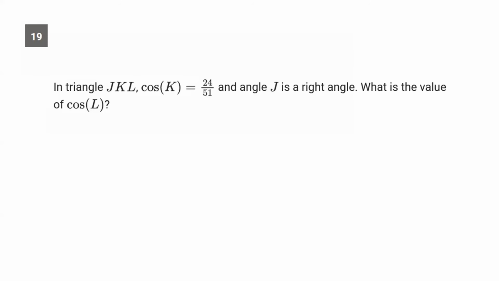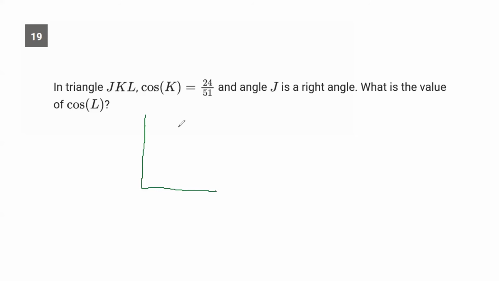So in triangle JKL, cosine K equals 24 over 51. And angle J is a right angle. What is the value of cosine L? Okay. So this one will be helpful to draw, right? To see where all the ratios are, where the angles are.